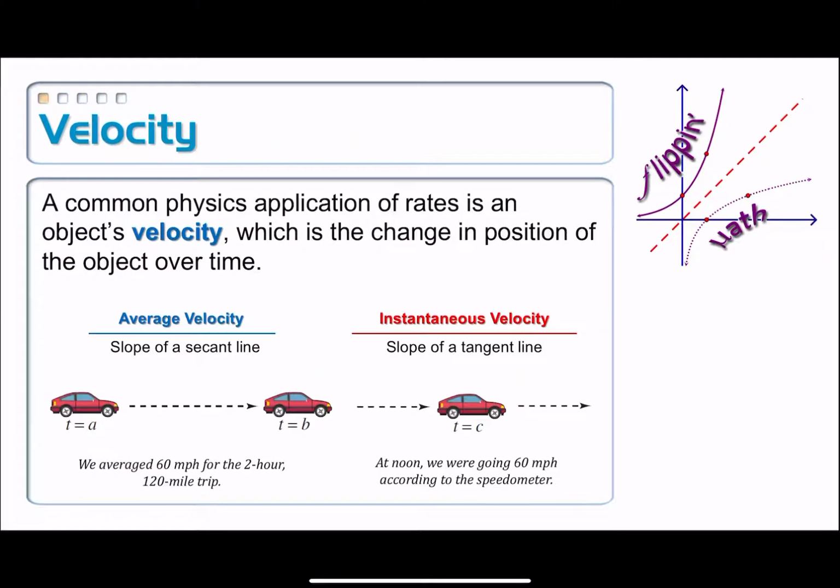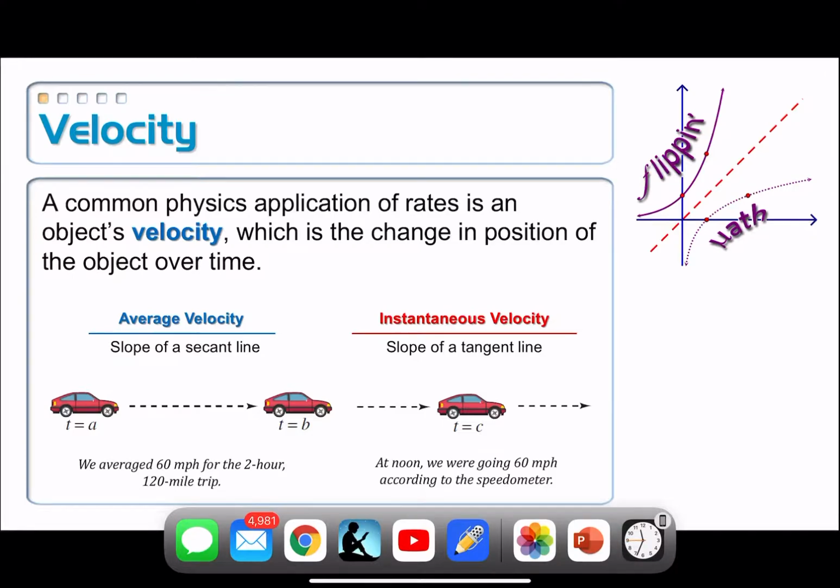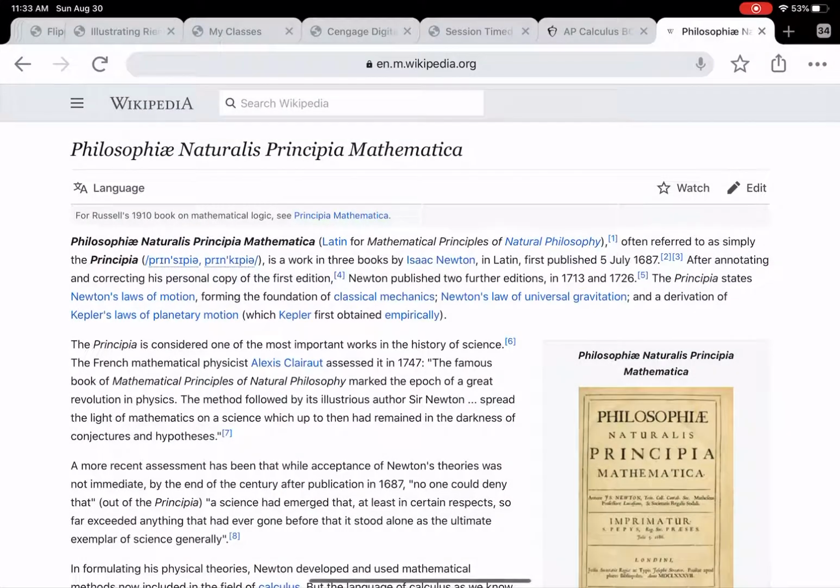Now, when Newton was first cobbling together this whole thing called calculus, back in the late 1600s, I believe, let's pull this up on Wikipedia. Yeah, it says that it was first published on the 5th of July, 1687. That work is called the Philosophiae Naturalis Principia Mathematica. Insert your own Latin accent anywhere you want, and usually it's just referred to as Principia.